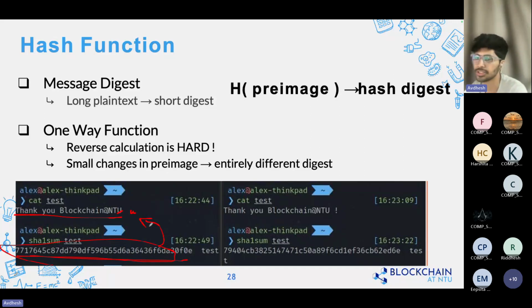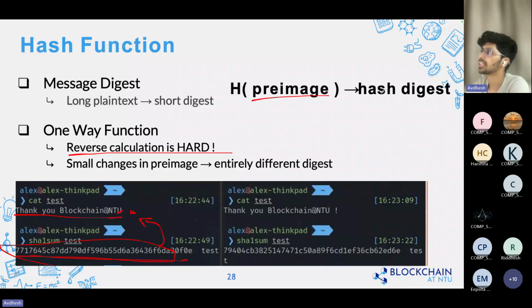It's like 0.0000001. It's very low. So that is why we use hash functions to encrypt messages. So the hash function's input, we often call it the pre-image, and the output is often called the digest.